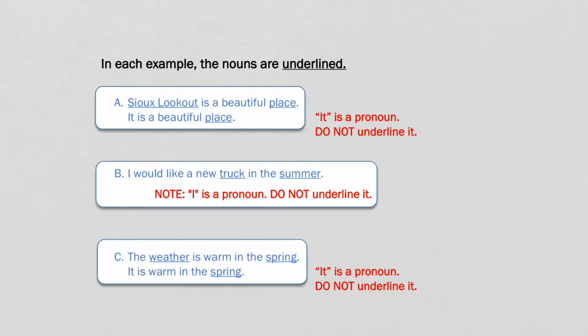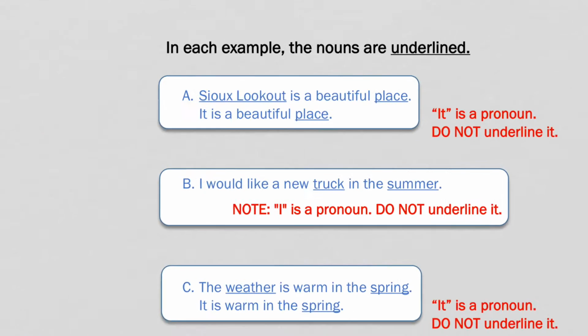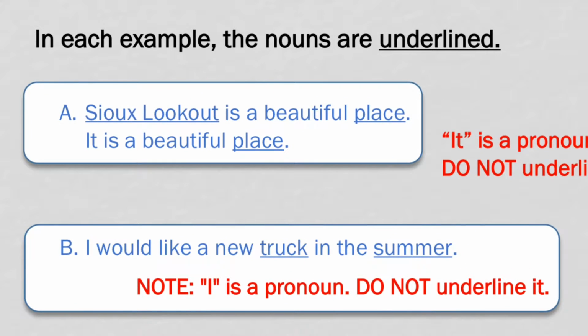Alright, in each of these examples I've underlined the nouns. So let's look at the first one here. A. Sioux Lookout is a beautiful place. It's the very first sentence. We have 2 nouns in that sentence. Sioux Lookout and then place. Right? Sioux Lookout is a place and then a beautiful place. A place is a thing. So we have a proper noun, Sioux Lookout, and we have a common noun, place.